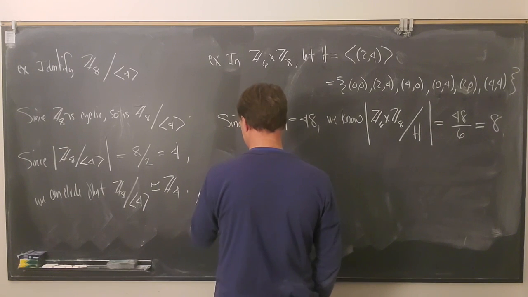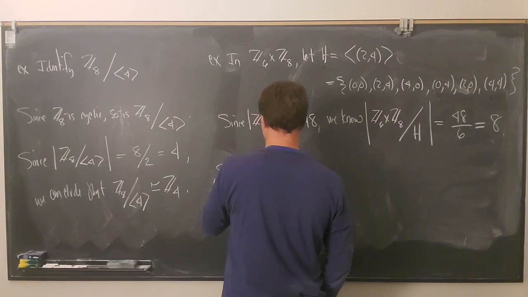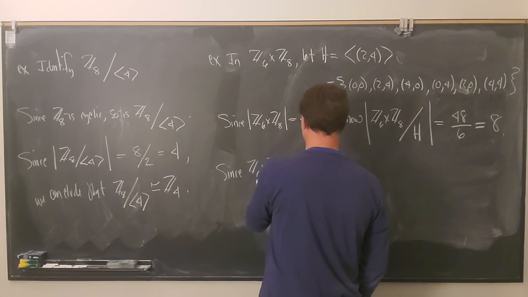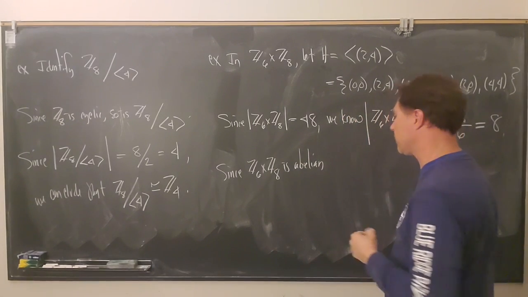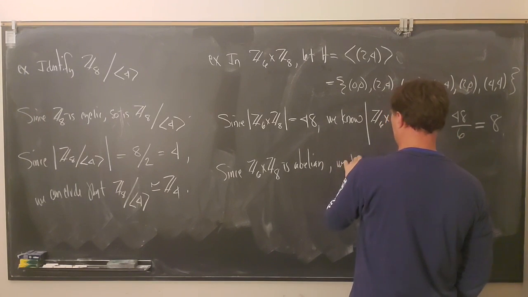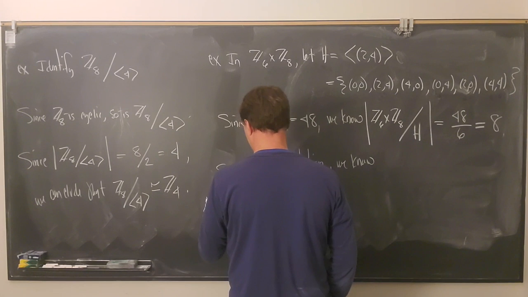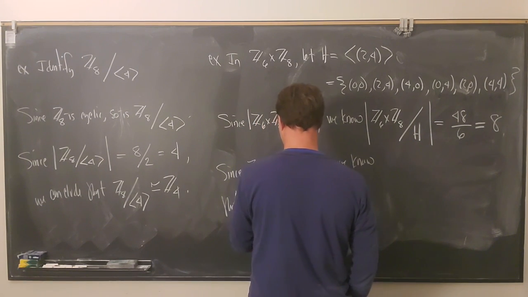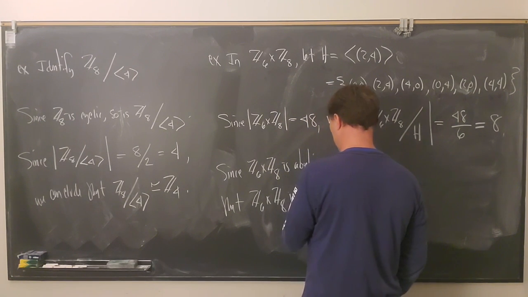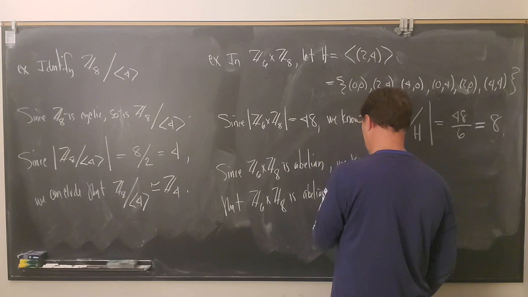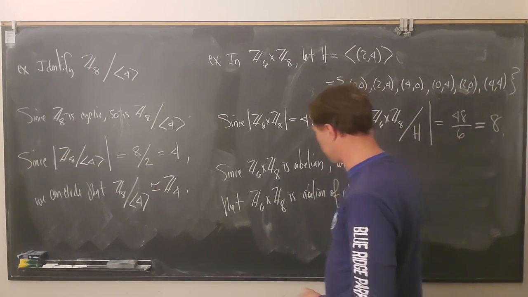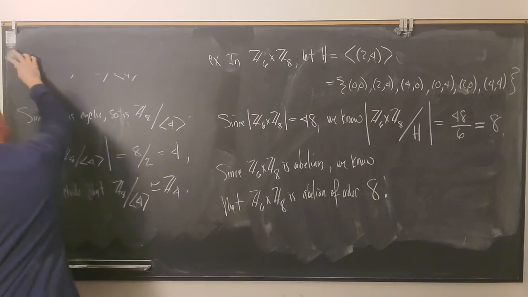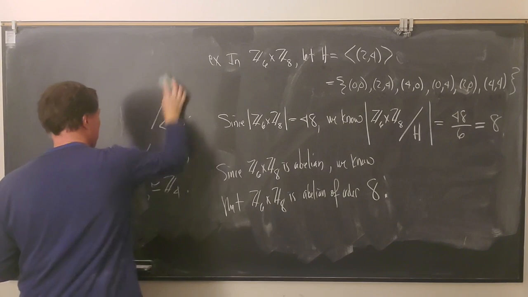Okay, so now, since Z6 cross Z8 is abelian, by our previous theorem we know that any quotient of an abelian group is abelian. So since this is abelian, we know that the quotient of Z6 cross Z8 is abelian of order 8. So what that means, if we want to figure out exactly who this quotient is isomorphic to, we have 3 choices.